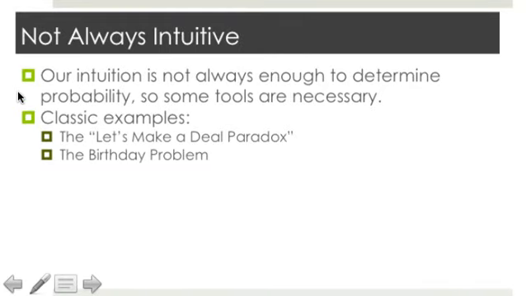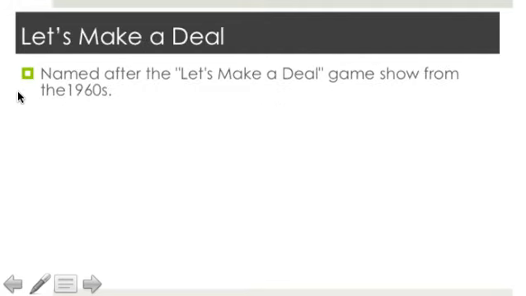We need to keep in mind, however, that probability is not always intuitive, and our intuition will not always serve us well. There's a couple of classic examples that help to illustrate this non-intuitiveness about probability. The first one is called the Let's Make a Deal paradox, and the second one is called the birthday problem.